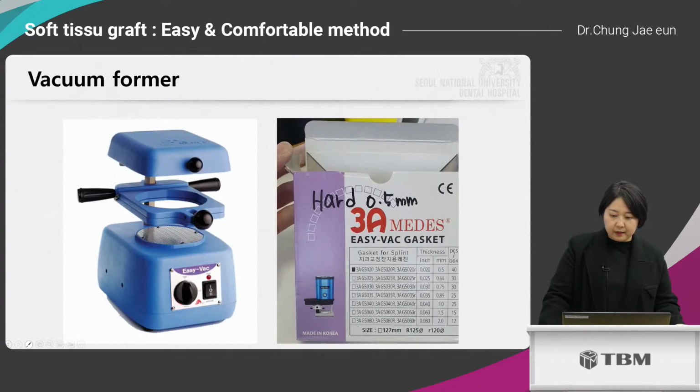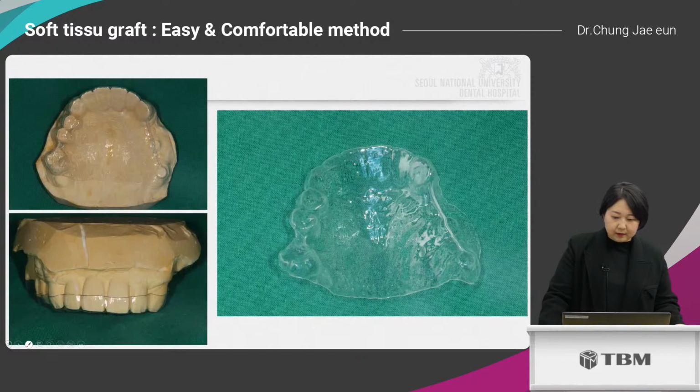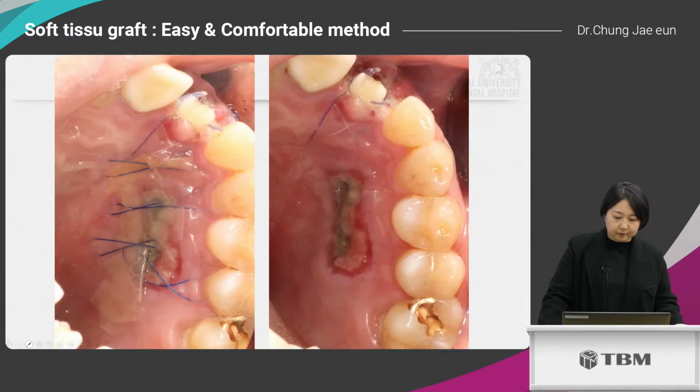The surgical splint is made using a vacuum former, and I use a 0.5 millimeter thickness sheet. It is very easy to make. Just after you harvest the graft from the palate, apply this splint for bleeding control, and then you can go to the recipient site, put the graft, and do the suture. 7 days after the surgery and after stitch out, the wound shows a good healing state, and the mucoadhesive dressing is still here.